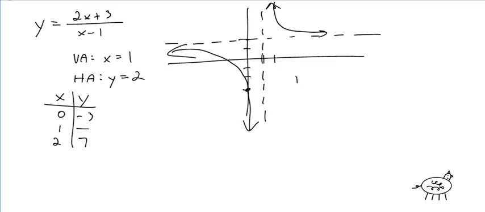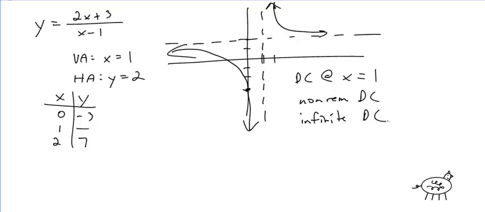I say, well, this thing is discontinuous at x equals 1. And why is it discontinuous? Because it has a non-removable discontinuity, and also we can call it an infinite discontinuity. All right, it's not bad. Remember, at an asymptote, it's not continuous there. That's important. It's an infinite discontinuity, non-removable. Okay, let's take a look at another function.